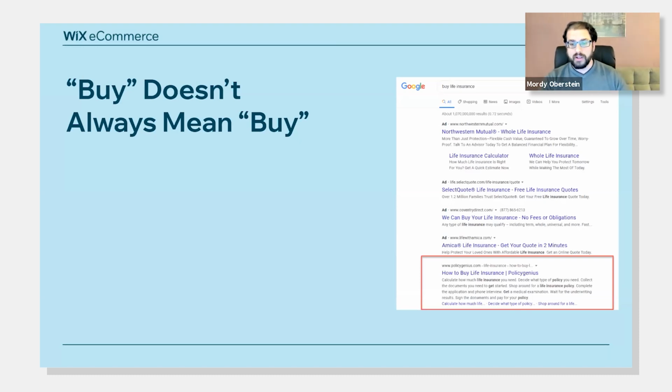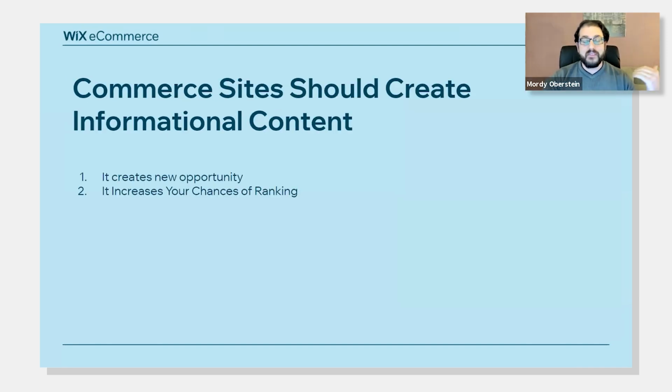Well, the answer is no, because the very first result, if you scroll past all of those ads, and you'll see why in a second, all those ads are there. If you scroll past all of those ads, the first result is how to buy life insurance. You can't actually buy life insurance on the very first result for this query. Now you know why the people who sell life insurance want to advertise and get above that result. Right. So the moral of the story is commerce sites really need to create informational content because it opens up a whole new set of doors for you, and that can increase your chances of ranking.